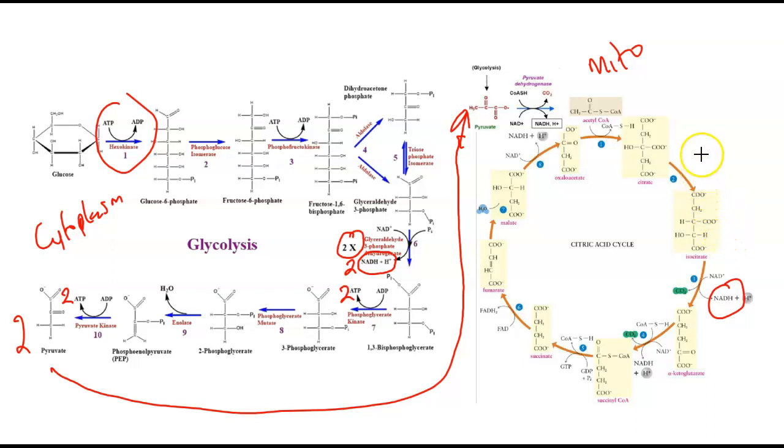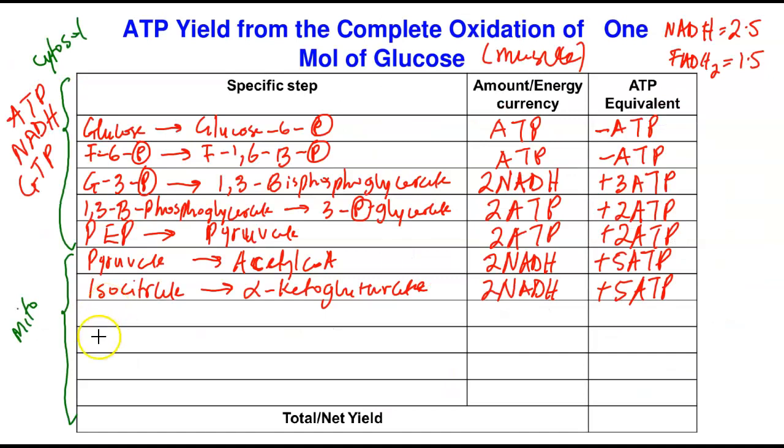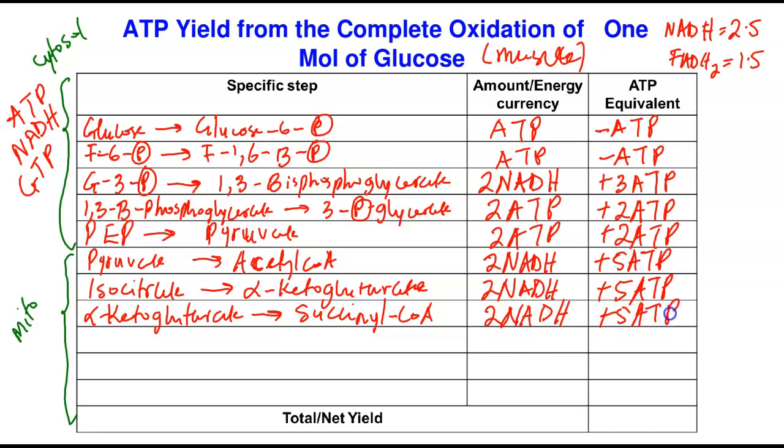In the next one, look at what is happening again. Alpha-ketoglutarate is now converted to what? Succinyl-CoA. Again, another NADH, which is 2. So alpha-ketoglutarate goes to succinyl-CoA. Here again, 2 NADH were generated, and every 2 NADH will give us plus 5 ATP.